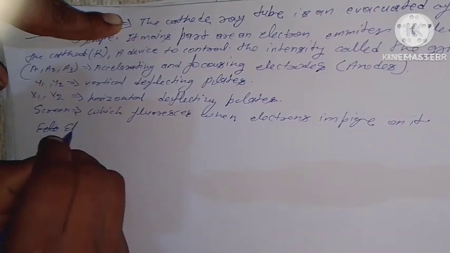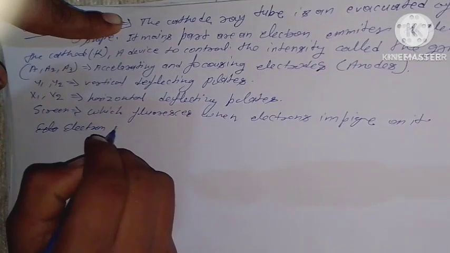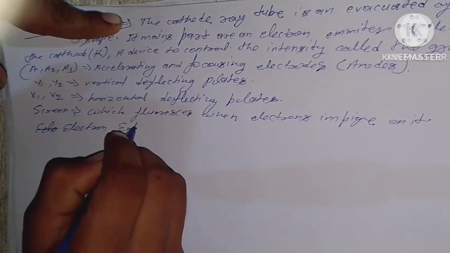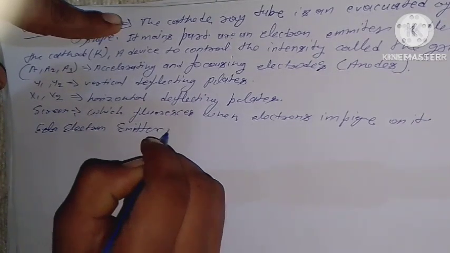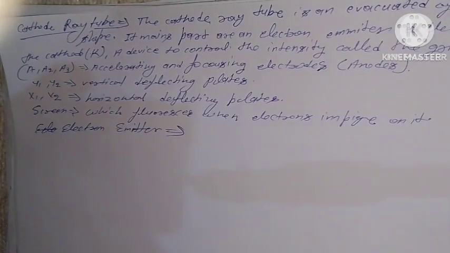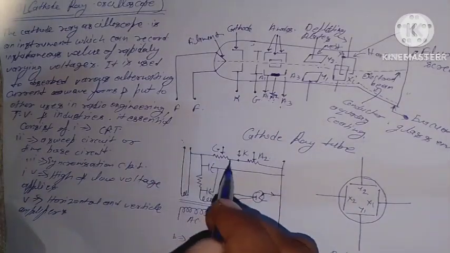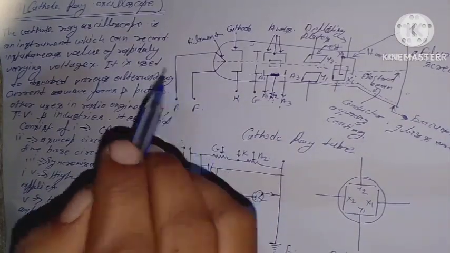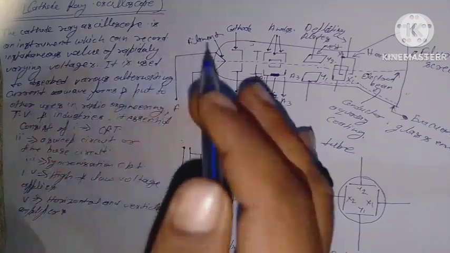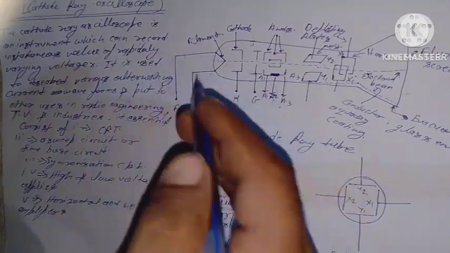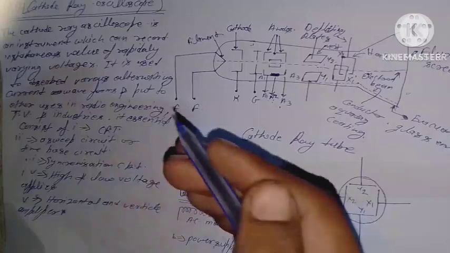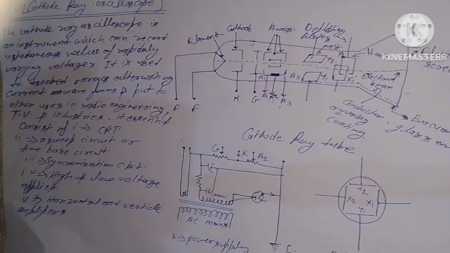First, electron emitter. The method of obtaining the electron is similar to that used in a thermionic valve.